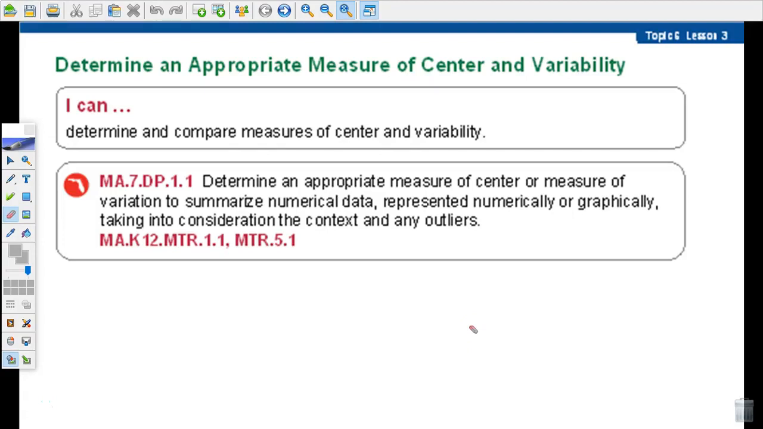We've got topic 6, lesson 3, everybody. Determine an appropriate measure of center and variability. I can determine and compare measures of center and variability. The standard is MA.7.DP.1.1. Determine an appropriate measure of center or measure of variation to summarize numerical data represented numerically or graphically, taking into consideration the context and any outliers.